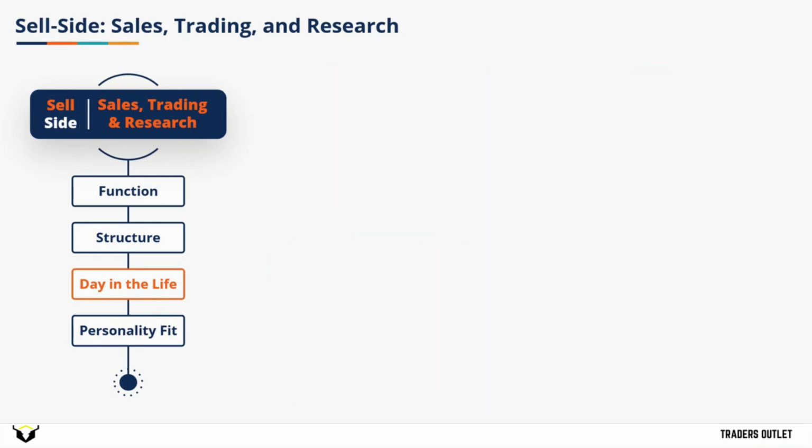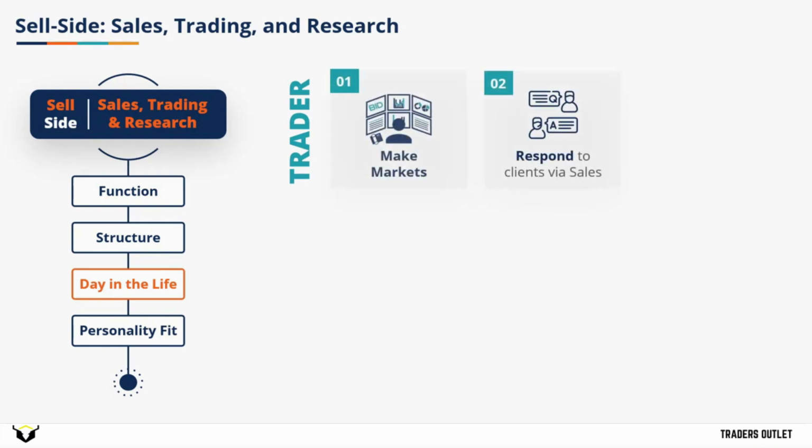Now let's look at trading. There are 3 major components to a trader's role: to make markets, respond to clients via sales team, and to work with research and sales to pitch and execute trades that will manage the risk of their trading book for the bank. Traders typically trade one product, for example, government bonds, and they will spend their entire career developing a deep and narrow expertise on this one product.